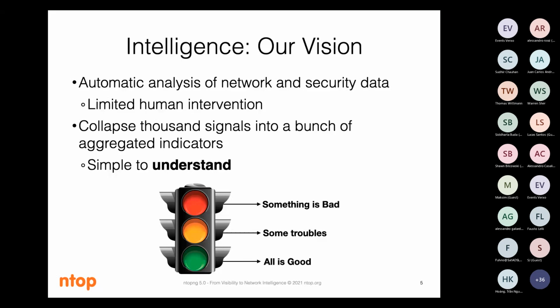And so basically we believe that intelligence is the ability to collapse thousands of signals into a bunch of aggregated indicators that can be summarized information, simple numbers, anyway, aggregated indicators that are simple to understand. Like traffic lights, I would say. You have 3 lights, red, orange, and green, and it tells you there is something bad, there is something so-so, there's some trouble, and all is good.